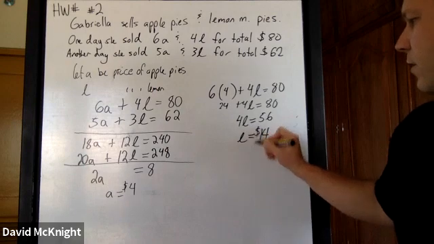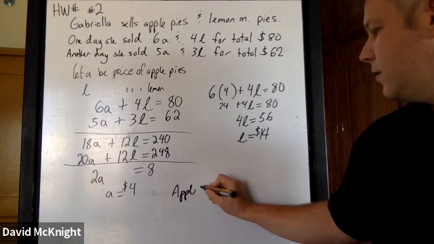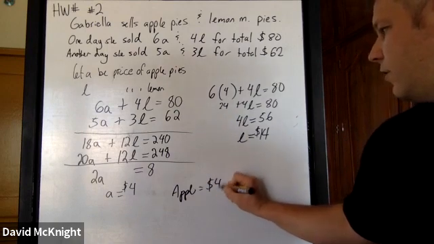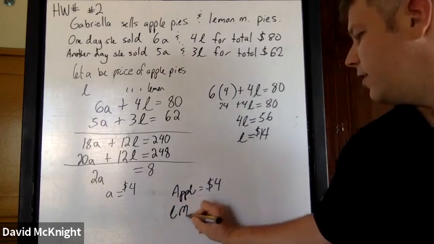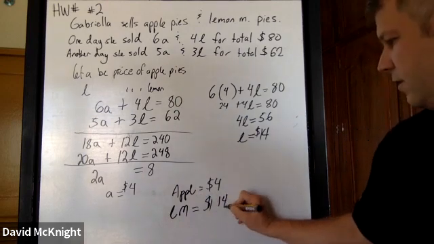Okay. So we get a price for the apple pies is $4, and then the lemon meringue pie is $14.